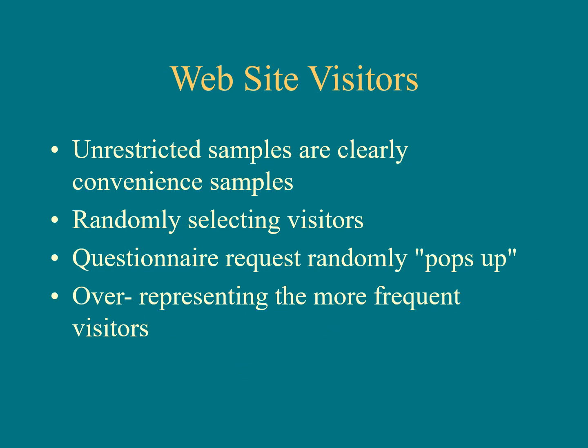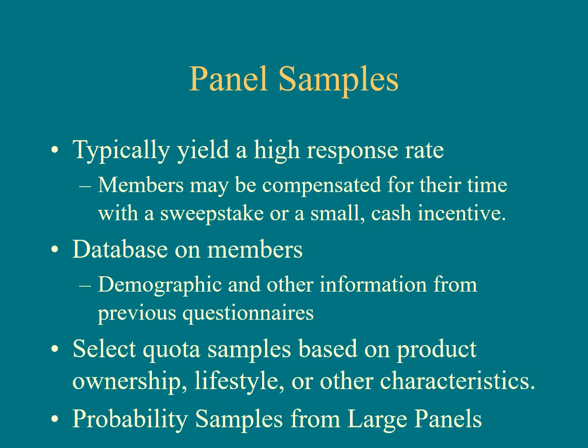Website visitors. Unrestricted samples are clearly convenience samples. Randomly selecting visitors: questionnaires may request randomly through pop-ups, over-representing the more frequent visitors.